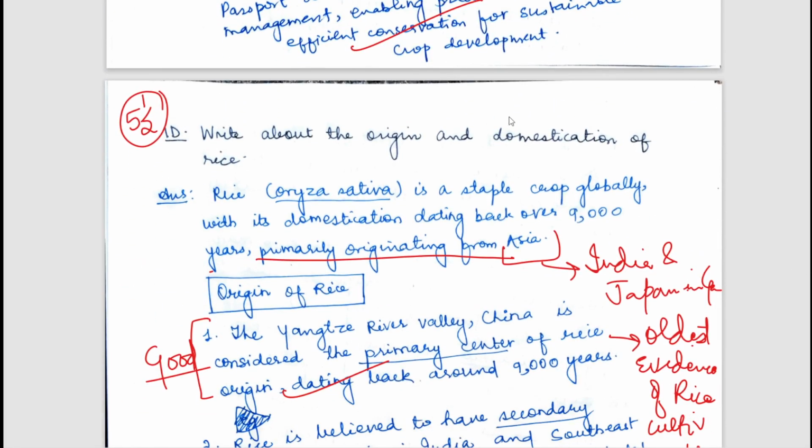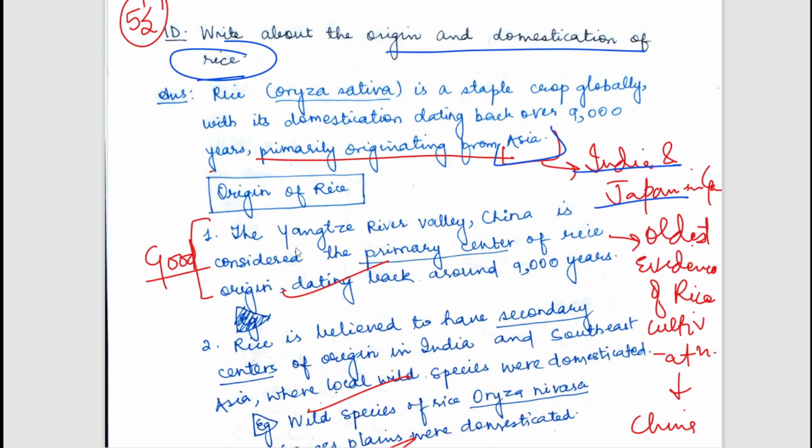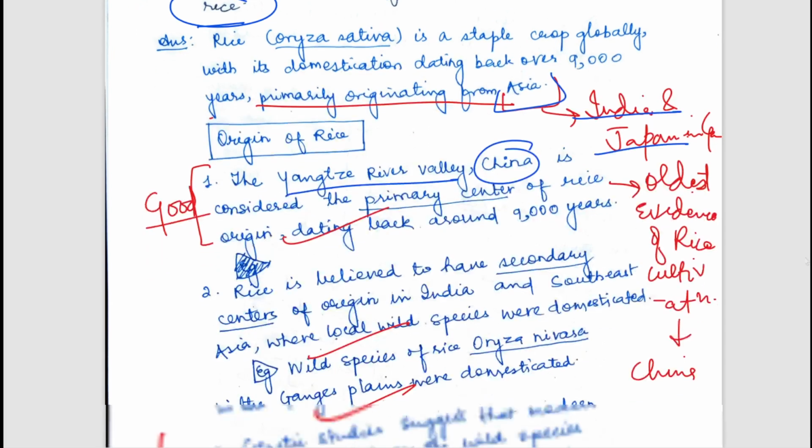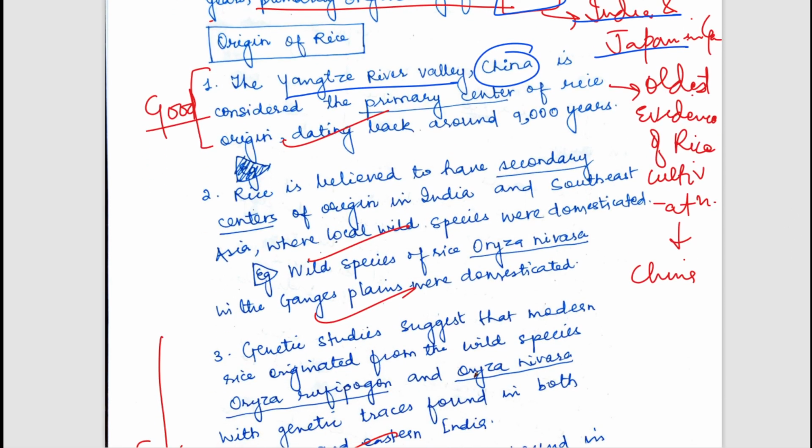The next question is the origin and domestication of rice. Generally, rice is said to have originated from Asia, particularly from India and Japan. The oldest evidence of rice is from the Yangtze River Valley of China. It is the oldest cultivated evidence of rice. You can simply pause and read it.